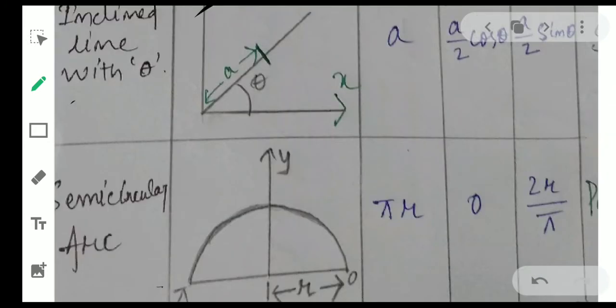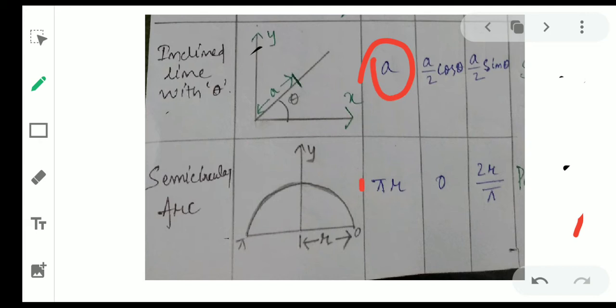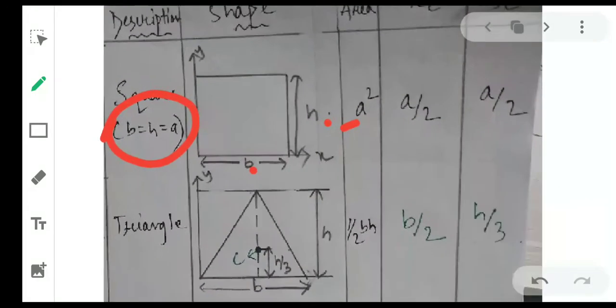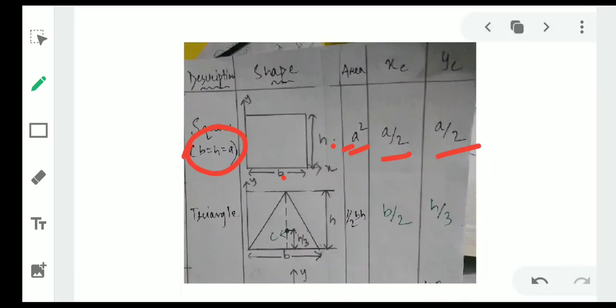In the previous section you can see we were calculating lengths, not area, because those are one-dimensional figures. But here these are two-dimensional shapes, so we are calculating the area. Why? In the formula, as I already told you, go through the centroid introduction part. The area is the most important thing, because we are calculating the centroid of area. So remember the areas also. For a square, XC will be A by 2 and YC also A by 2, because in a square all sides are equal.